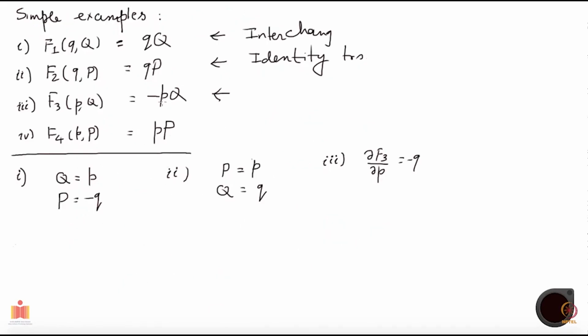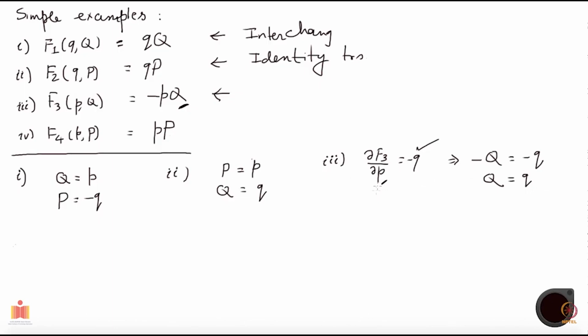If I take f3 to be minus p capital Q, and I'm taking the derivative with respect to p, you get minus q. So this will give you minus q by taking the derivative of this thing, which is equal to this minus q here, which implies that capital Q is the same as old Q.